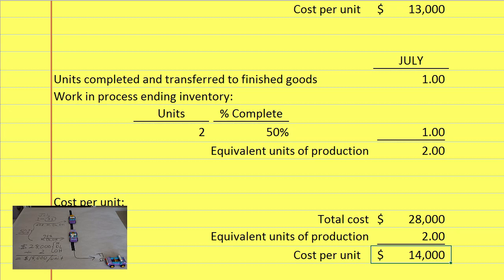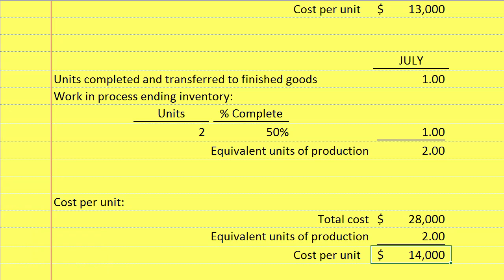The only way we were able to know that was to, number 1, keep track of our total cost, materials, labor, and overhead incurred during the month, and number 2, keep track of our theoretical productive effort, our equivalent units of production. And that's the way we determine our cost per unit, and we can see if our costs are under control or if they're increasing, as is the case in this example.